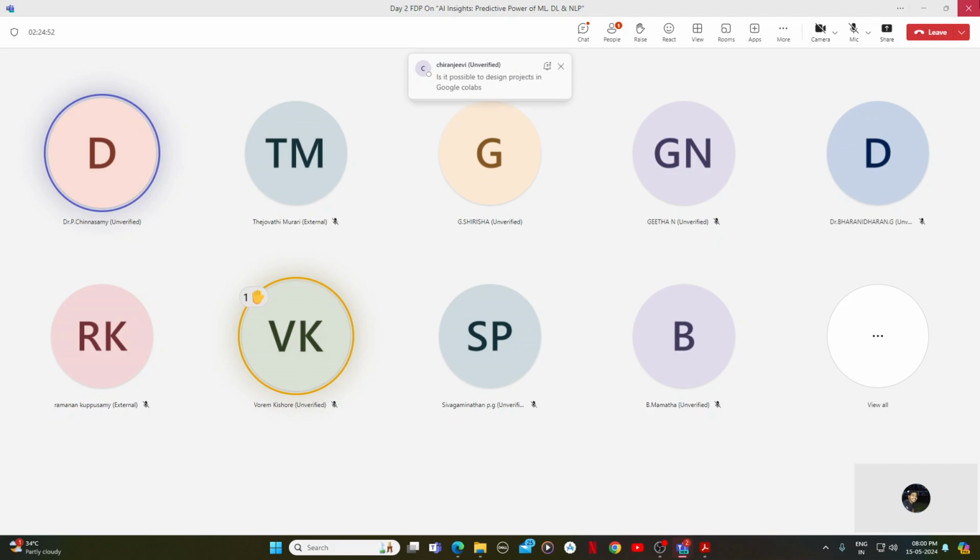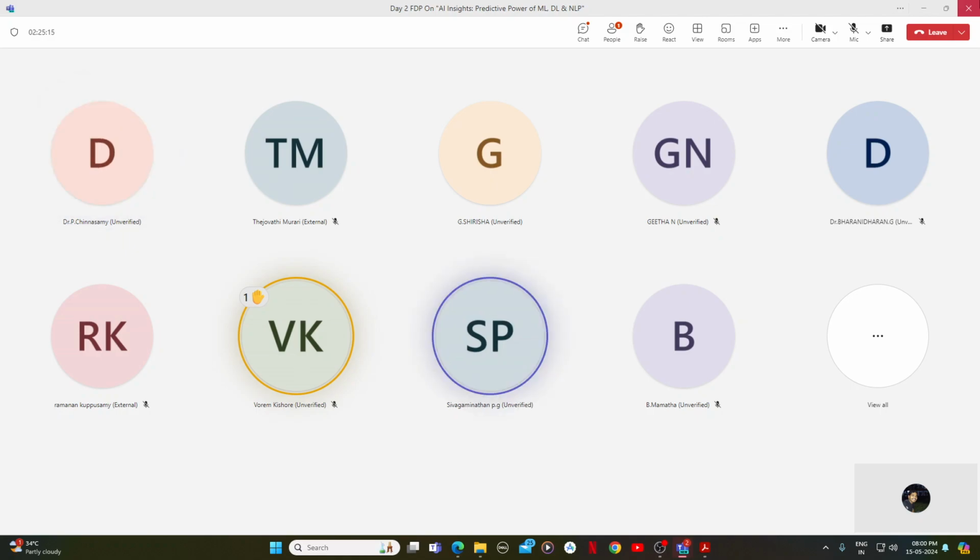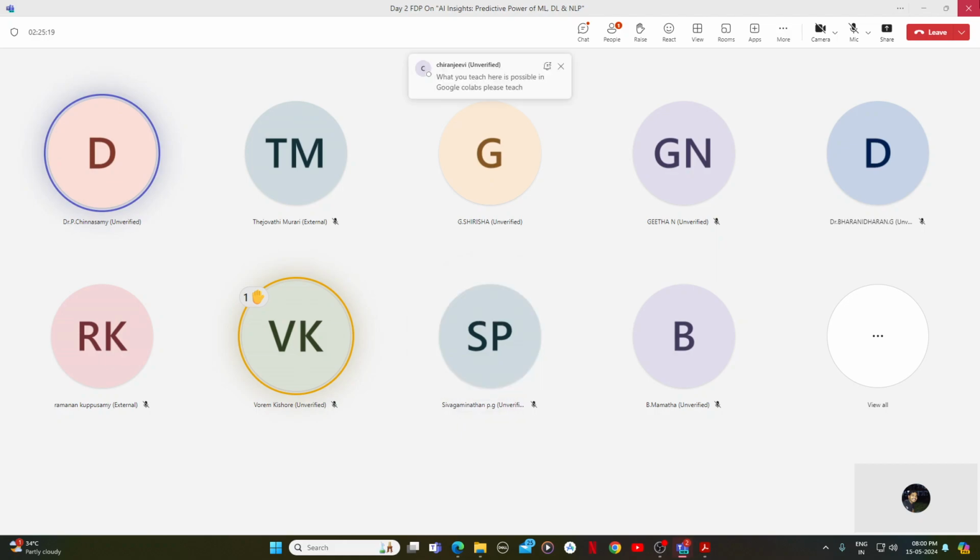One question I have is, is it possible to design a project in Google Colab? Yes, we can. But the student has to learn where we want to host our input and where we want to get output in terms of graphs. Yeah, we can. ML and DL projects also, we can configure in Google Colab. We can.